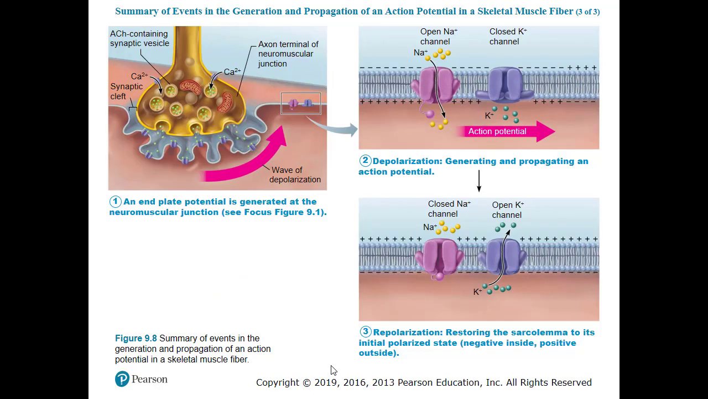Now, this is showing you create that end plate potential. You created that small electrical signal, that small electrical difference right at the neuromuscular junction. It's going to spread to other areas along the muscle membrane itself. So that action potential is moving along the membrane, opening sodium channels. But at some point, we're going to have repolarization. We're going to close those sodium channels. We're going to allow some of those potassium to leave so we get back to our negative charge inside the muscle membrane.